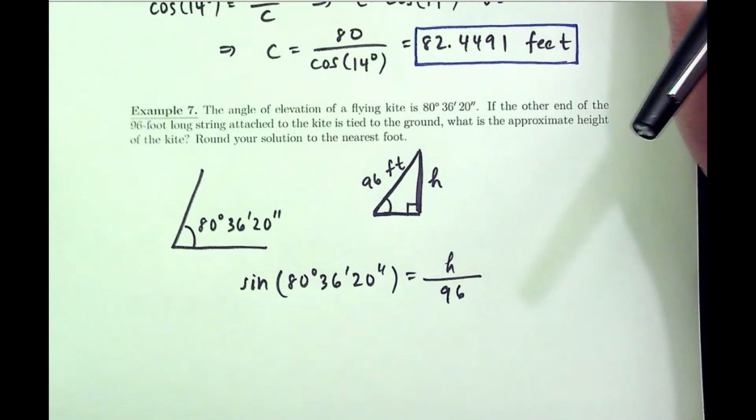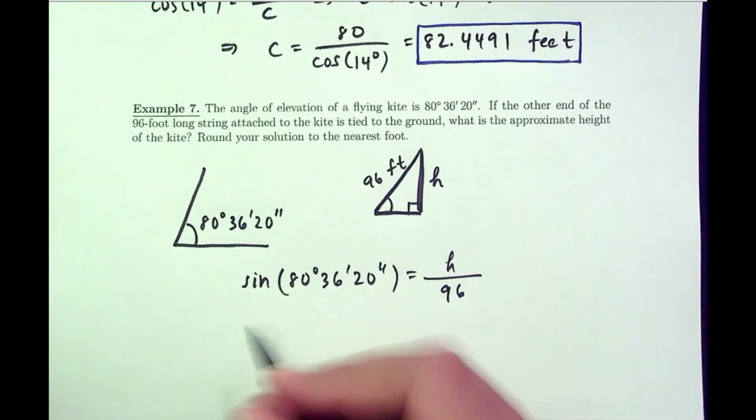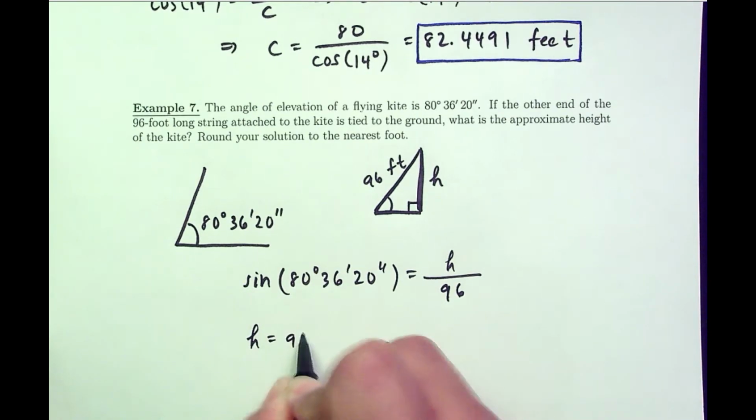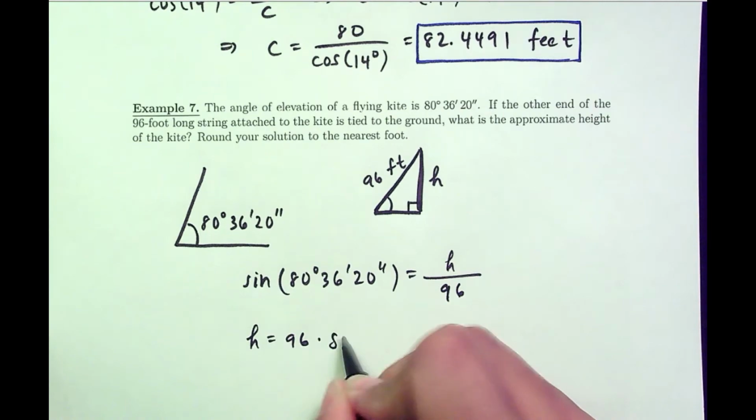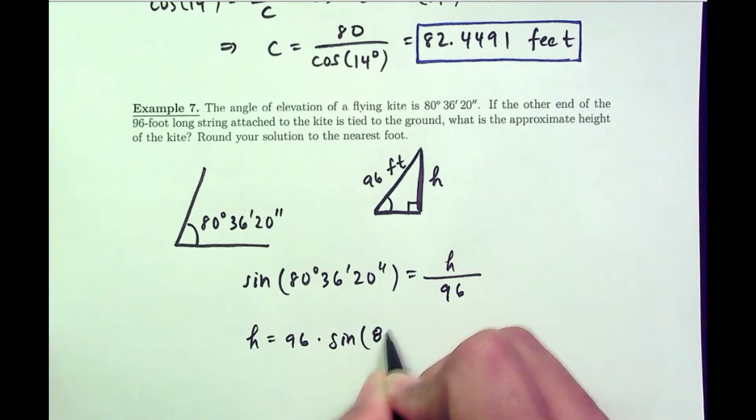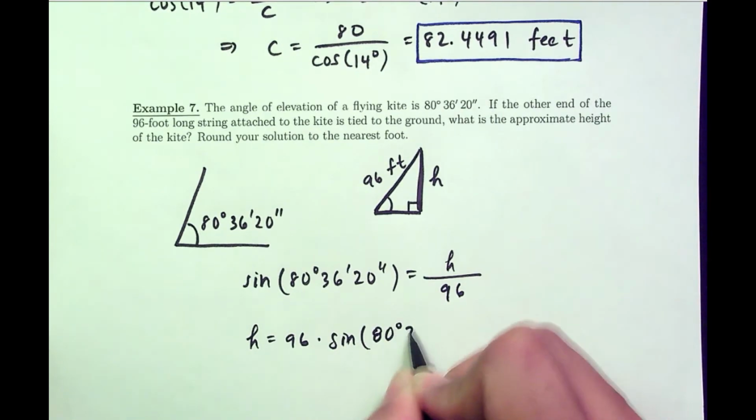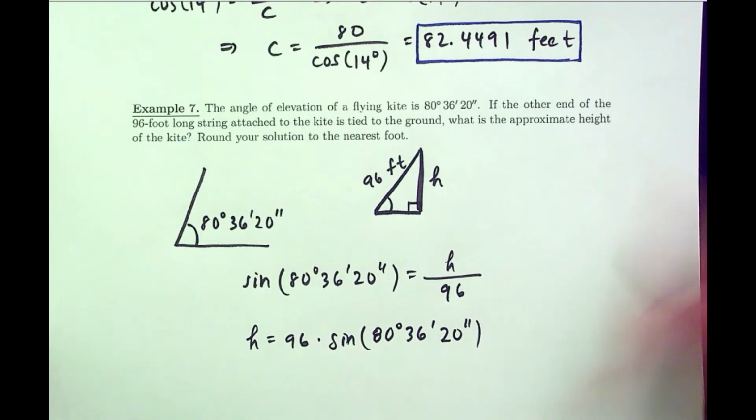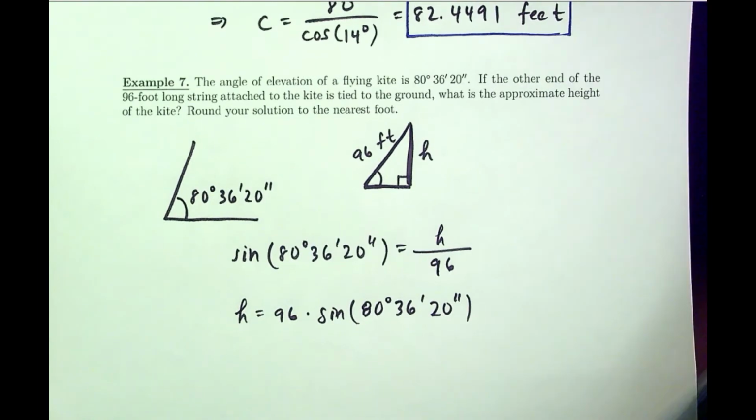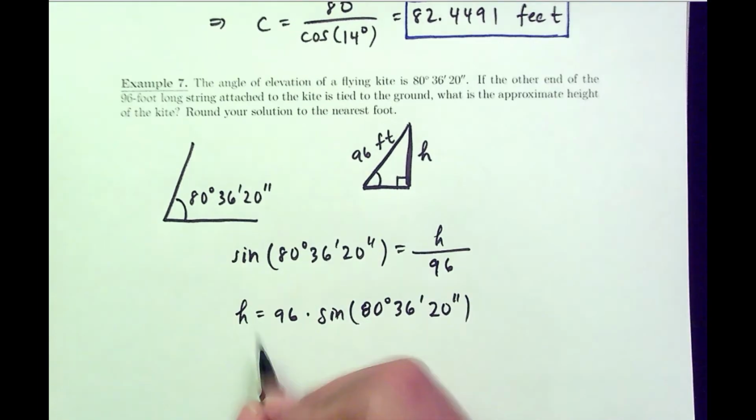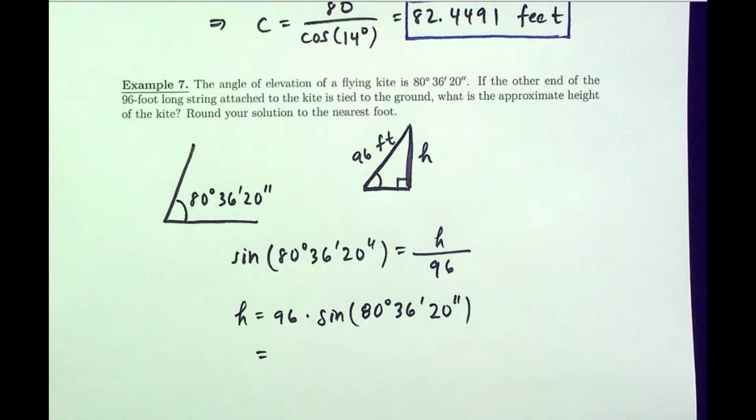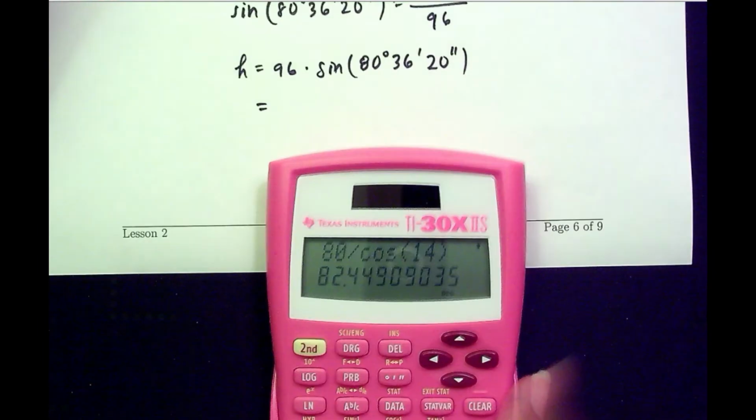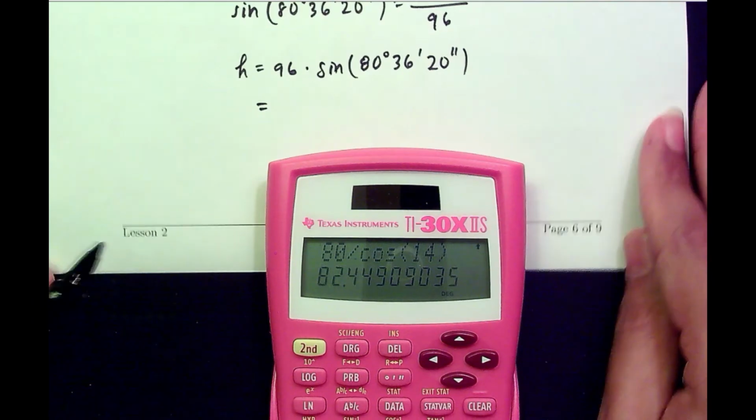Now, to find the h, we have to multiply both sides by 96. We're going to get that h equals 96 times sine of 80 degrees, 36 minutes, and 20 seconds. Okay, now we're going to put this in the calculator. My calculator allows me to enter that as is.